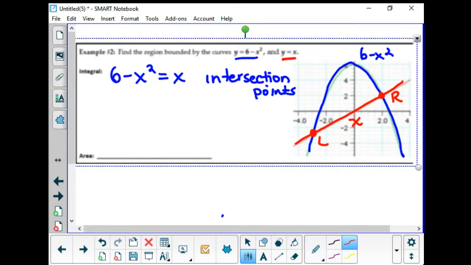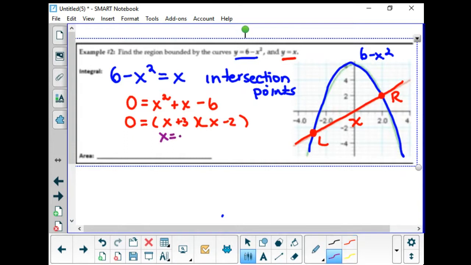Now, solving that, it's quadratic. I like my x squared term to be positive, so I'm going to move everything over to the right. So 0 equals positive x squared, positive x, minus 6. That way it's in standard form, x squared is positive. This one happens to factor quite nicely. Plus 3 and a minus 2. And so x equals negative 3 and x equals 2, just like we can see on the graph.